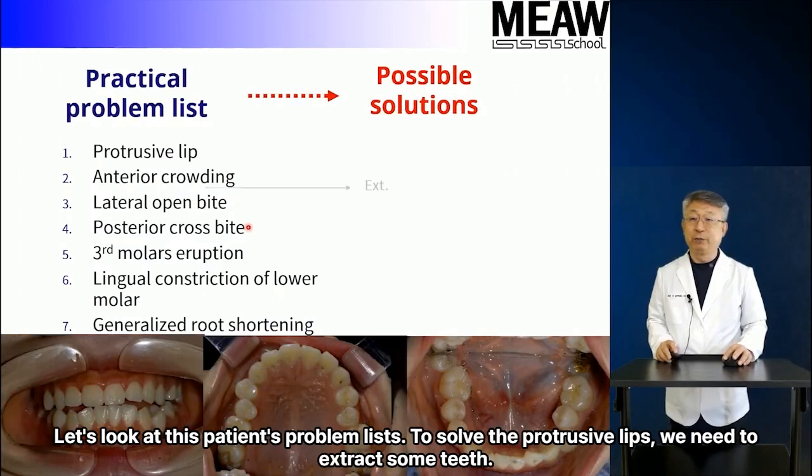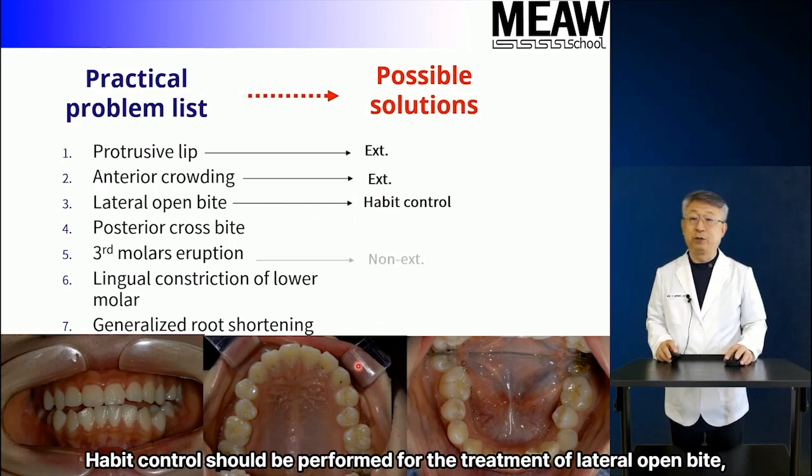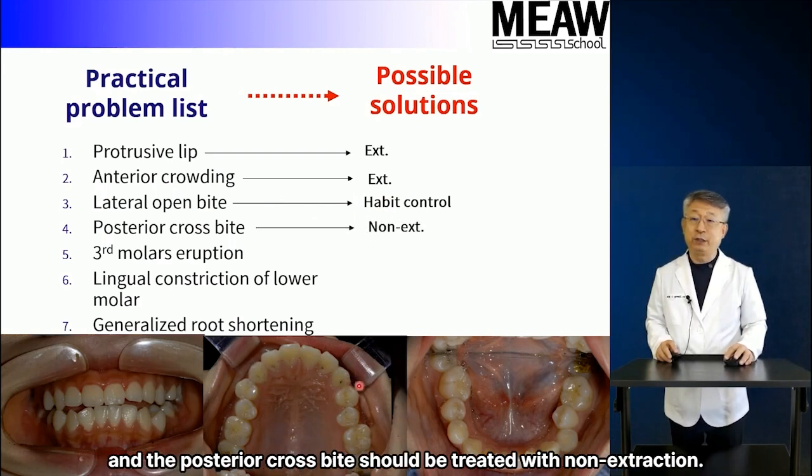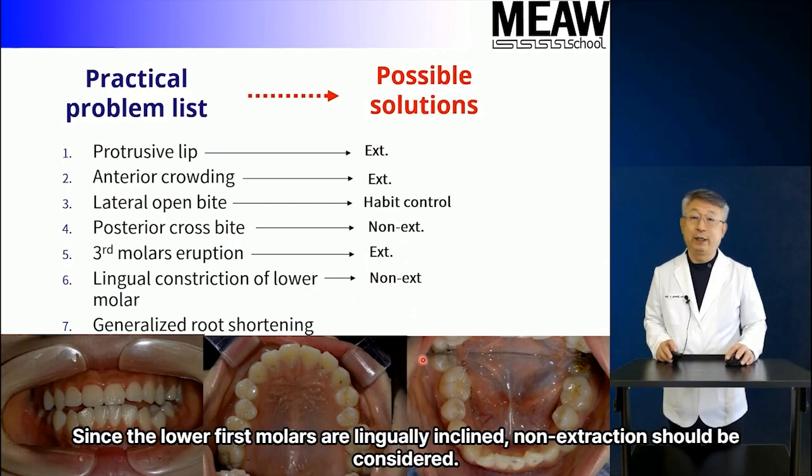Let's look at this patient's problem list. To solve the protrusive lips, we need to extract some teeth. There is a possibility of extraction due to crowding of the anterior teeth. Habit control should be performed for the treatment of lateral open bite, and the posterior crossbite should be treated with non-extraction. If the third molar has already erupted, it must be extracted or maintained. Since the lower first molars are lingually inclined, non-extraction should be considered.